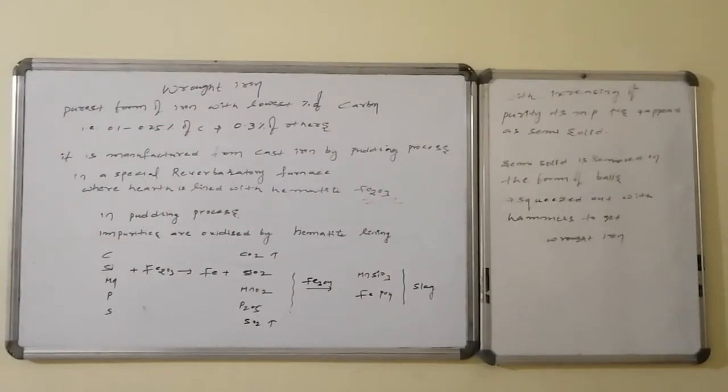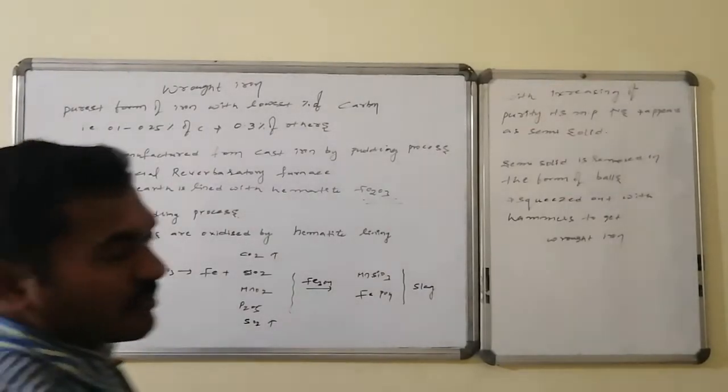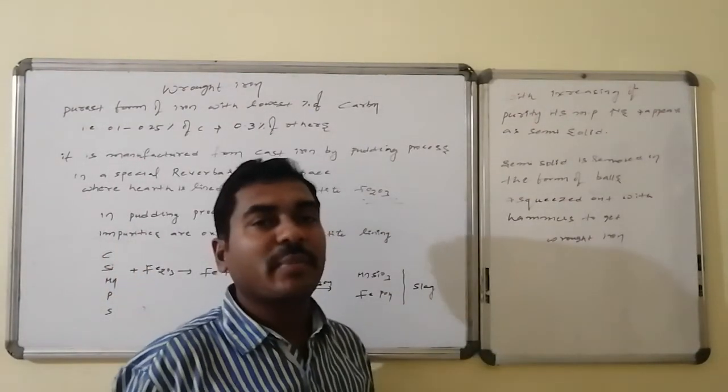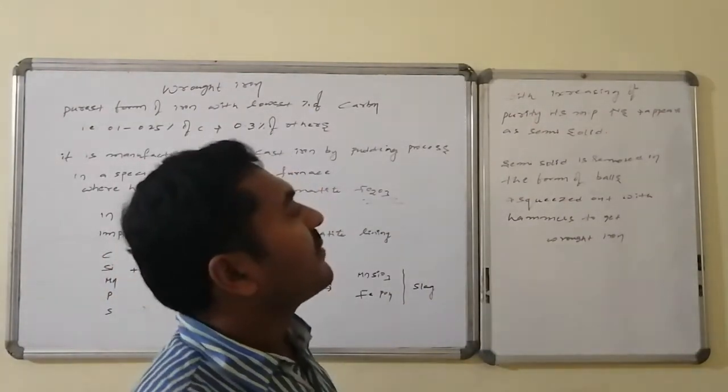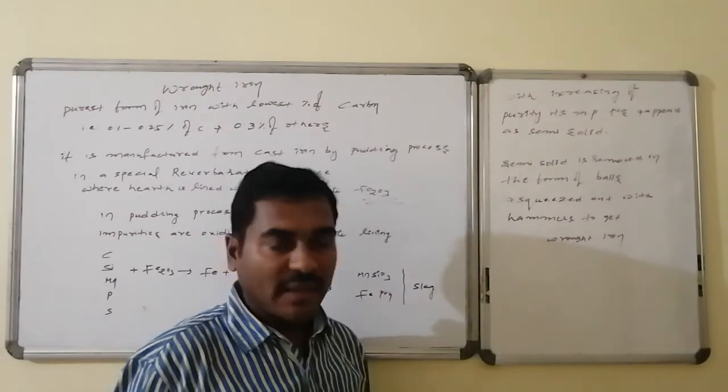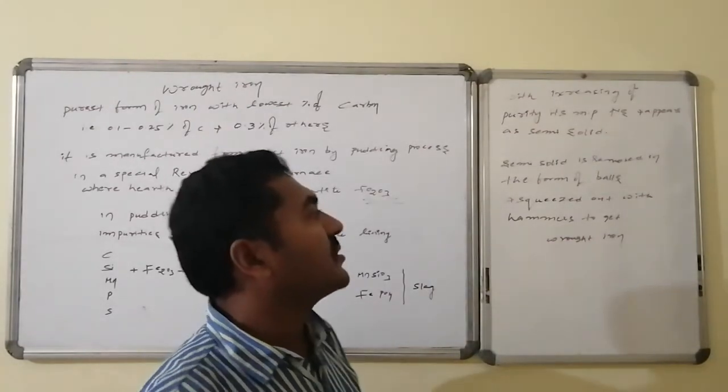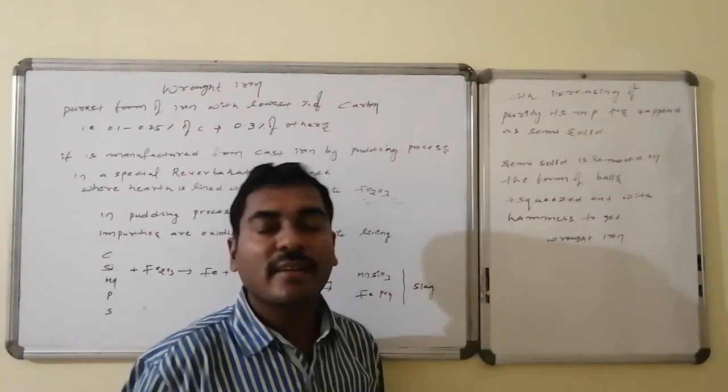That is, with increasing purity, its melting point goes on increasing and it appears in the form of semi-solid. In the form of semi-solid, it is taken out as balls and it is squeezed out with the help of hammers to get the wrought iron.